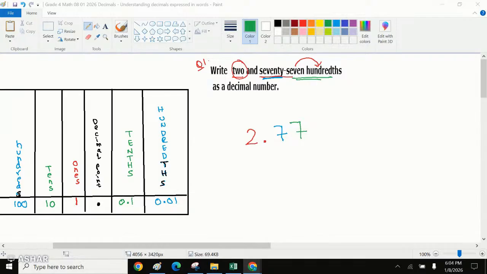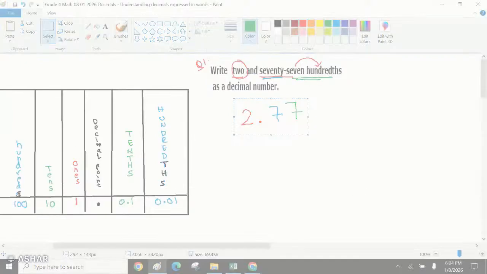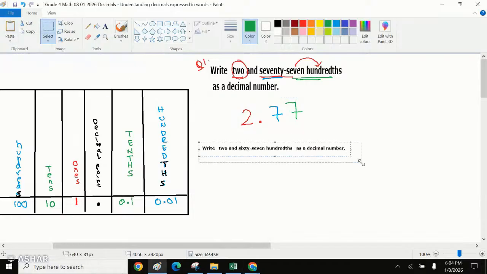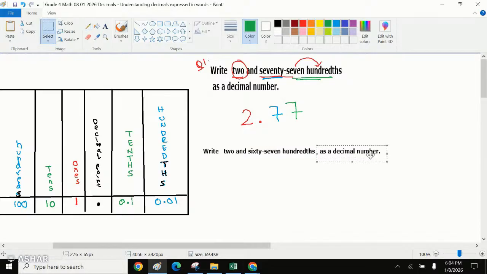Moving ahead with the next question, I'll just do 2 questions on a space. Write 2 and 67 hundredths as a decimal. Very similar question. Question number 2, I'm just doing it horizontally over here. We need to write this as a decimal number.